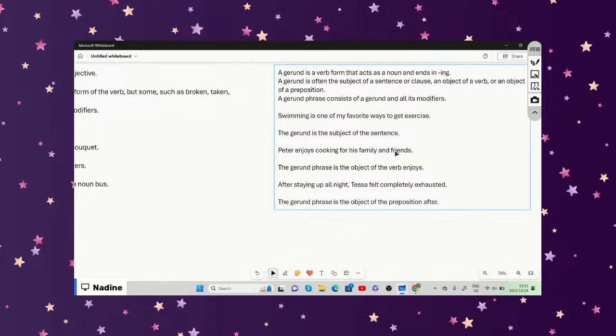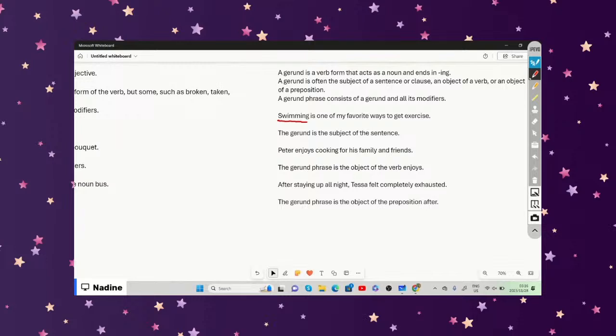And a gerund phrase consists of a gerund and all its modifiers. And if we look at an example: Swimming is one of my favorite ways to get exercise. And basically, swimming is our gerund.